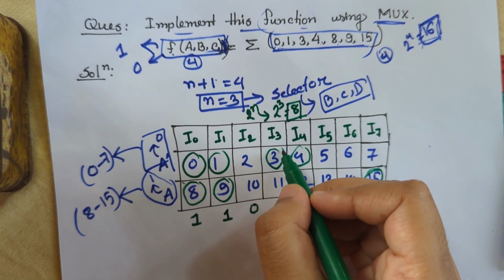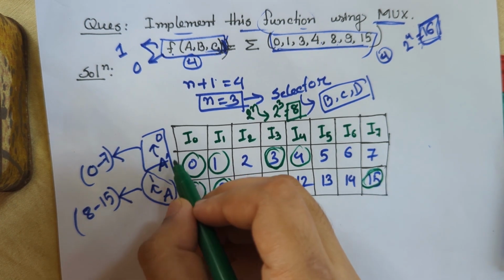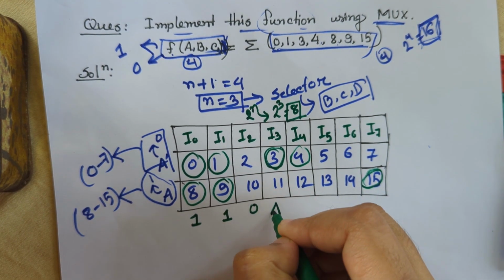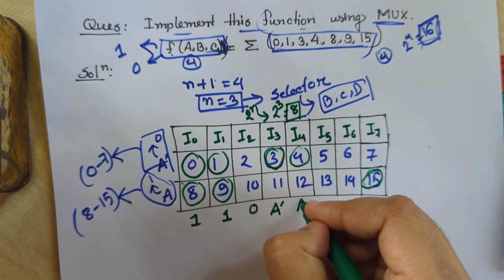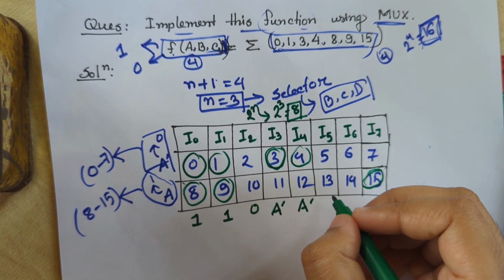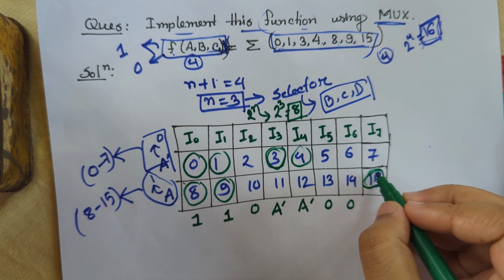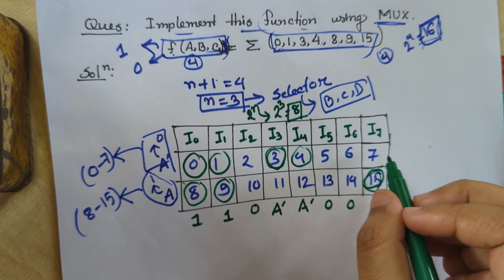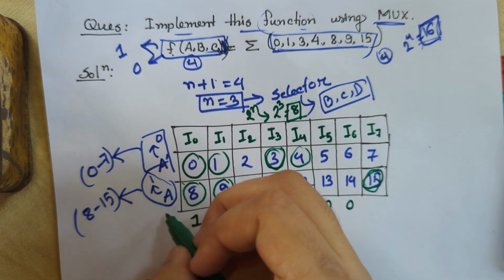Then here we just need 3. 3 is in the line of A prime, so we will use A prime. Then here also we'll use A prime. Here there is no output for our function, so 0, 0. And here is 15, which we need as our output, and this is in the line of A.